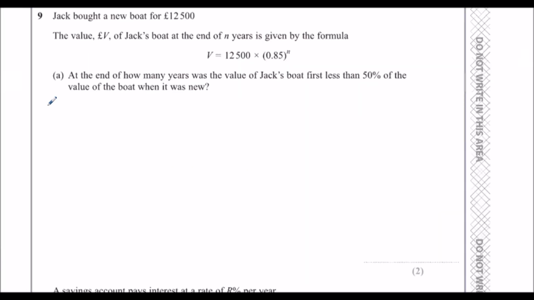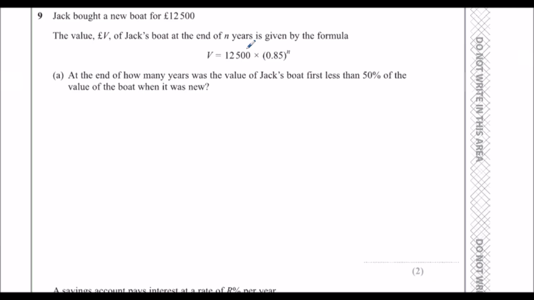Question 9. Jack bought a new boat for £12,500. The value V pounds of Jack's boat at the end of n years is given by the formula V equals 12,500 times 0.85 to the power of n. At the end of how many years was the value of Jack's boat first less than 50% of the value of the boat when it was new?